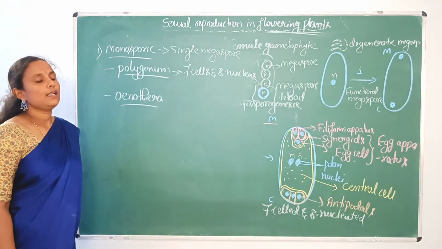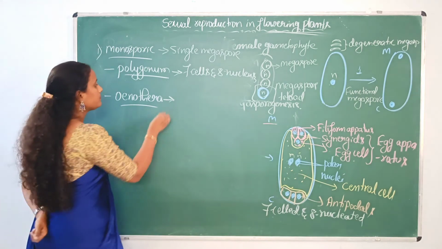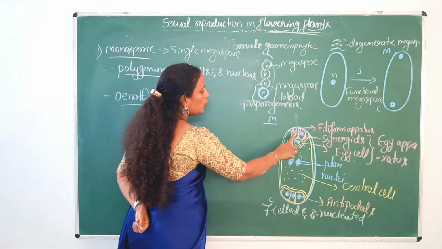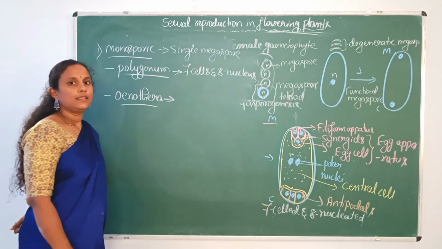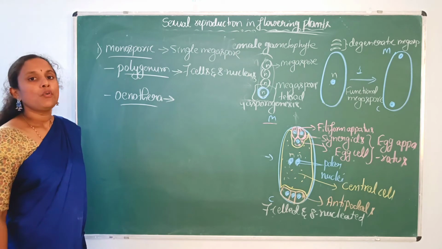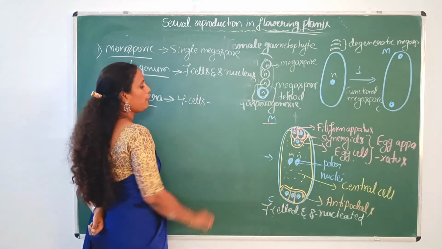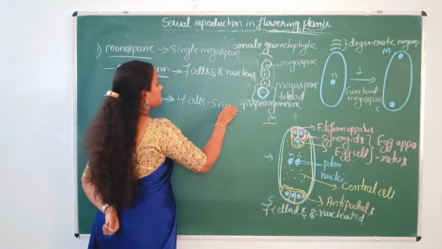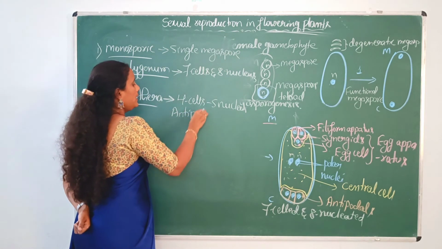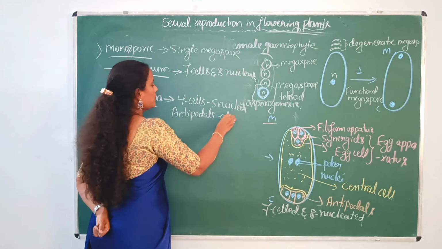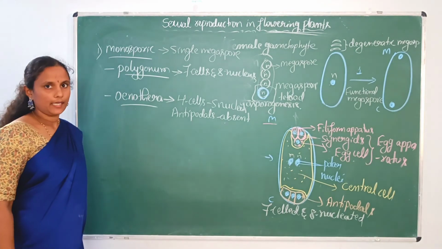Embryo sac developed from a single megaspore but having only 2 synergids, 1 egg cell and 1 central cell. That is, it is having only 4 cells, and from 4 cells 5 nuclei. That means antipodals are absent. Such type of embryo sac is called monosporic Oenothera type.